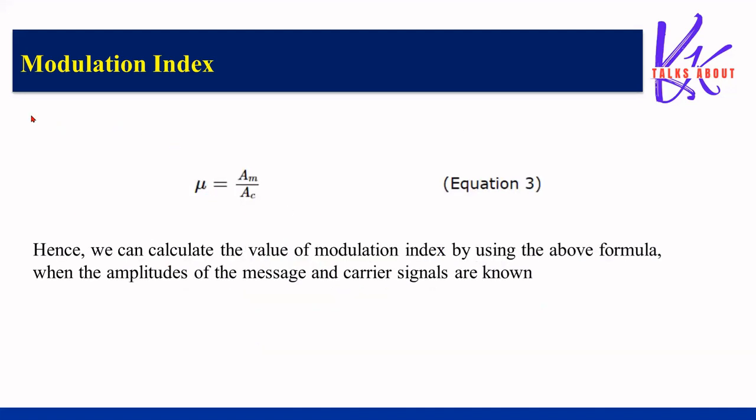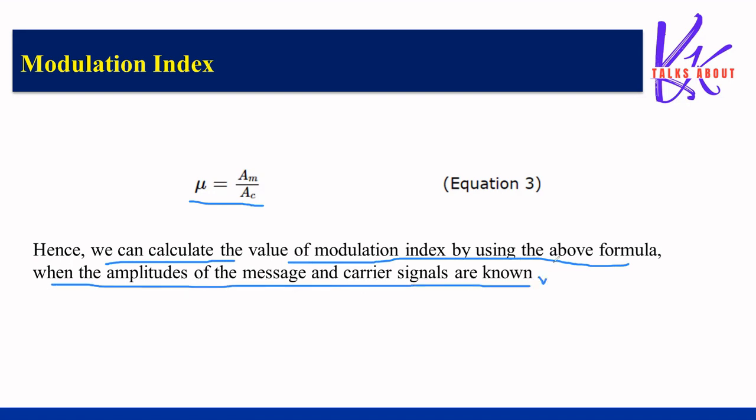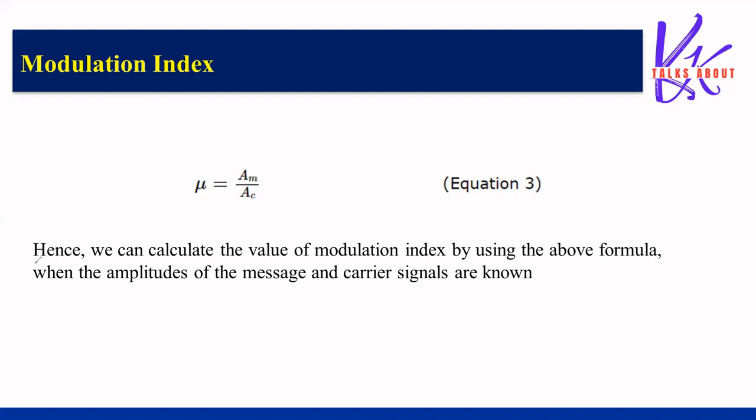Now, by definition, as we have said, the modulation index is nothing but the ratio of Am by Ac. So we can calculate the value of the modulation index using this formula when the amplitudes of the message and carrier signals are known. Unless you know the amplitude of the message signal and the carrier signal, we cannot calculate the modulation index. Now let us proceed to see the impact of the modulation index on amplitude modulation.